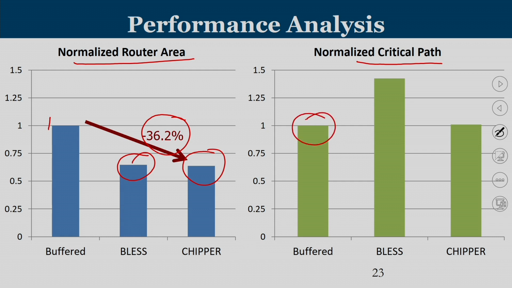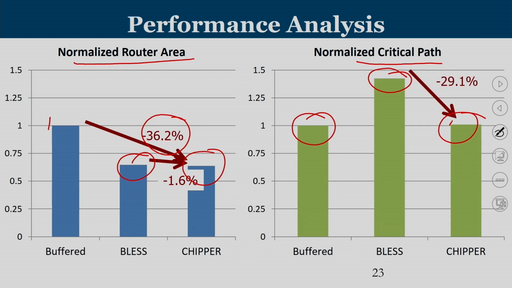If the buffered router is going to take 1 unit of time, then BLUS is taking roughly up to 1.4, but Chipper is comparable. Chipper is slightly above, but comparable to that of the buffered router. So, the critical path is reduced by 29%. What does it mean? It is more or less the same as that of buffered. So, how are we going to get this reduction?